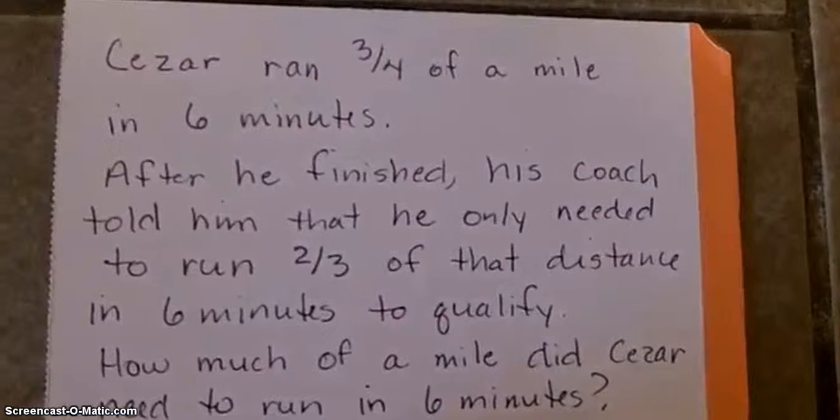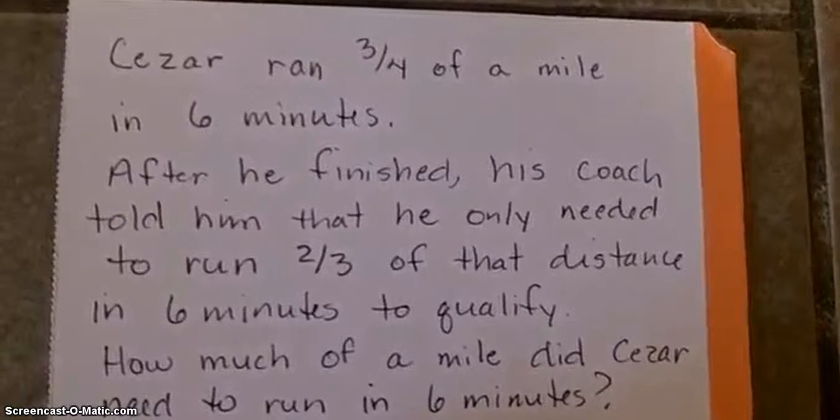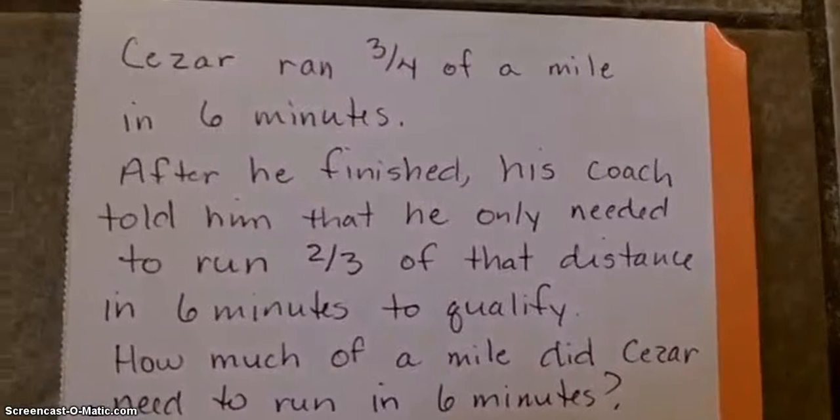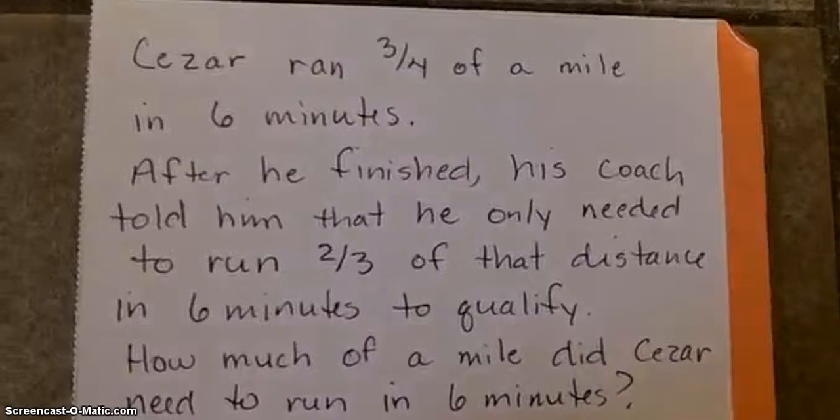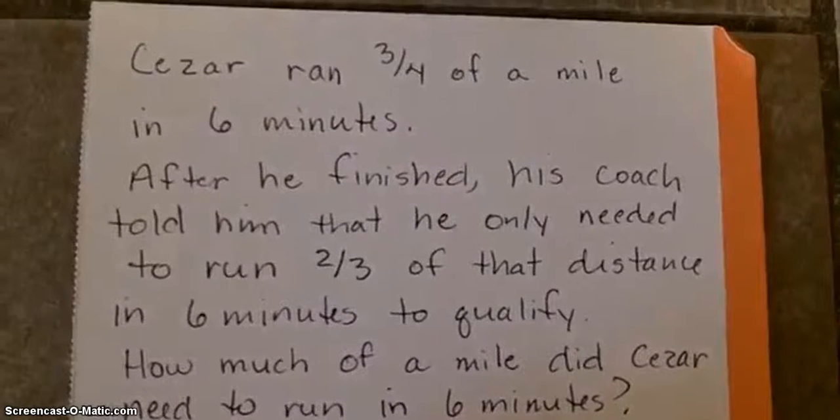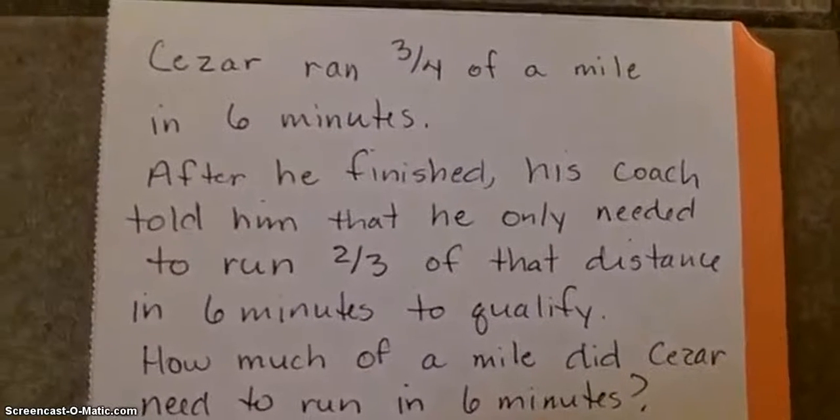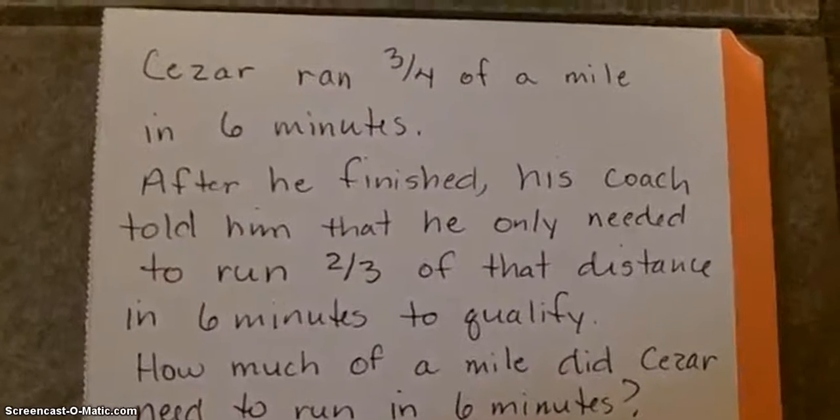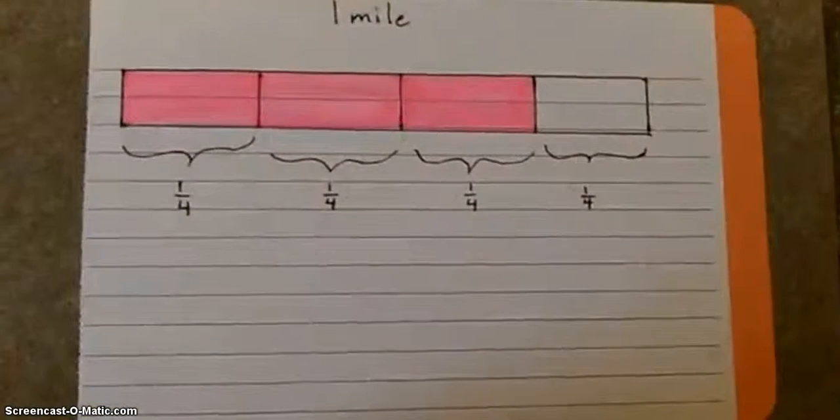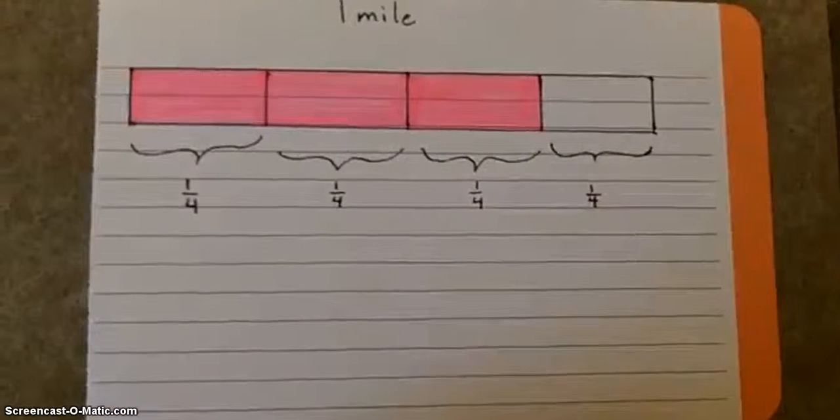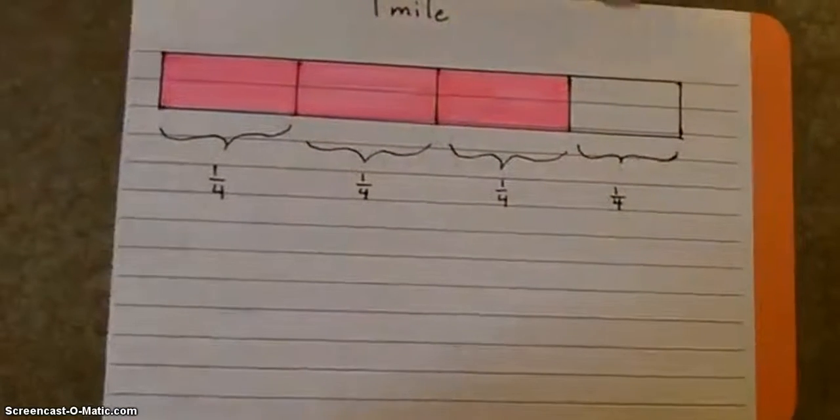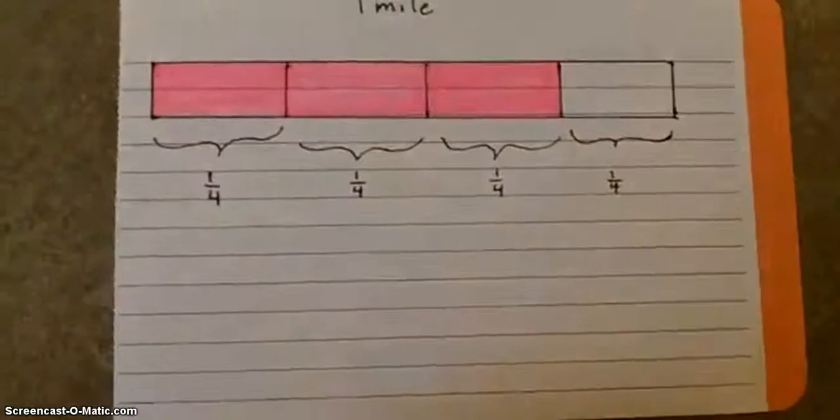Here's another problem. Cesar ran 3/4 of a mile in 6 minutes. After he finished, his coach told him that he only needed to run 2/3 of that distance in 6 minutes to qualify. How much of a mile did Cesar need to run in 6 minutes? Here's a picture to represent that problem. The whole rectangle from left to right represents a complete mile.